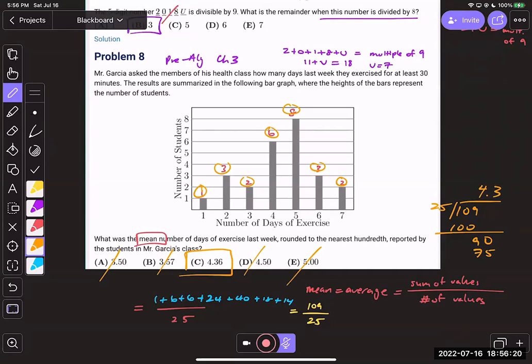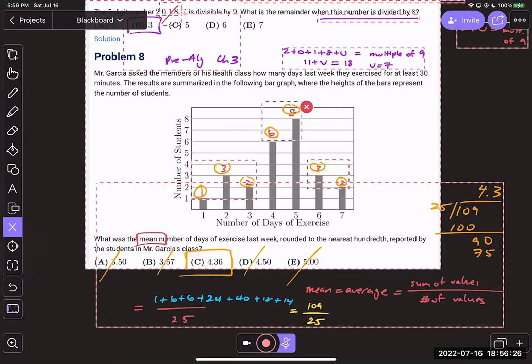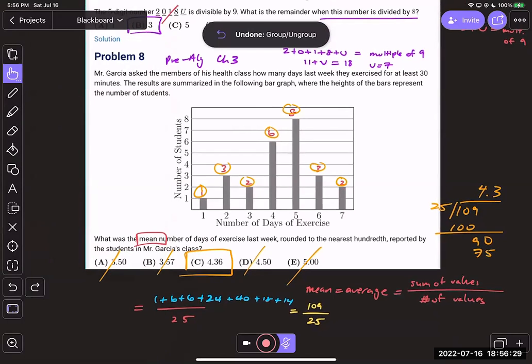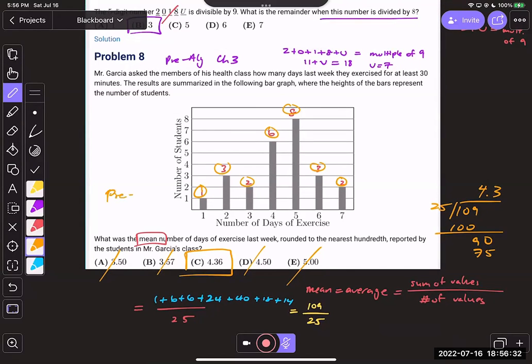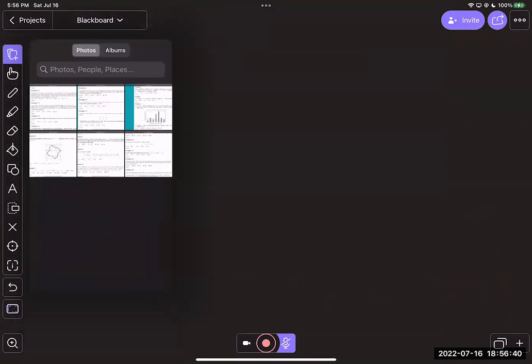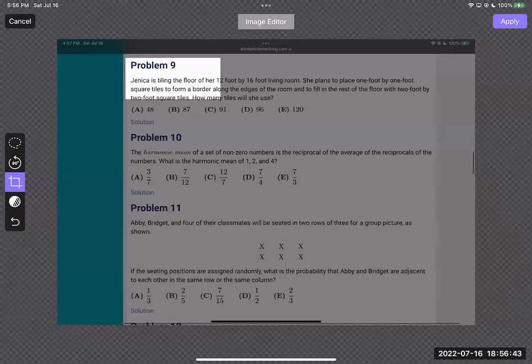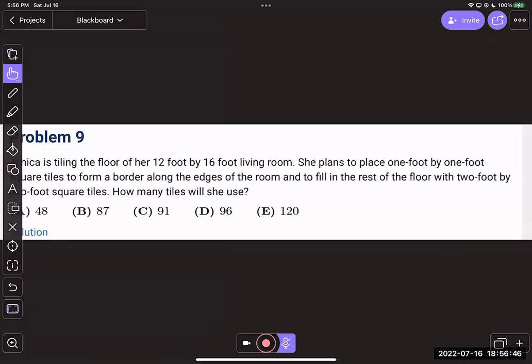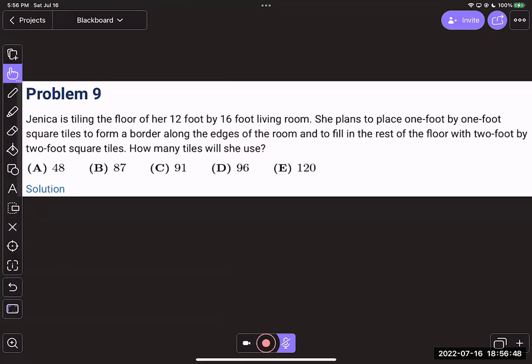If not, then I think we have enough time to do one last question. Oh, this is the pre-algebra book, chapter 13. It's a statistics question, and that's what that chapter covers. All right, one last problem. Problem number 9. Any volunteers for problem number 9? Going once, going twice. Okay, Matthew, how about you do this one as well?